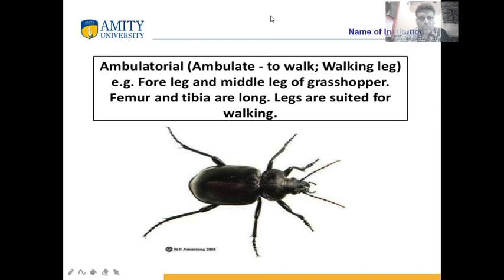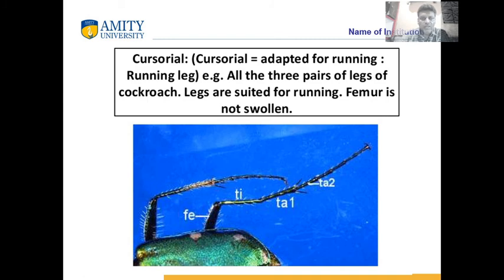Walking type is also called ambulatorial. These legs are modified for walking. You can see. Cursorial means running type. In running type, they have a long femur and tibia with spines. These are longer and more suited for running. The femur is thick and swollen, strong, and helps in running.